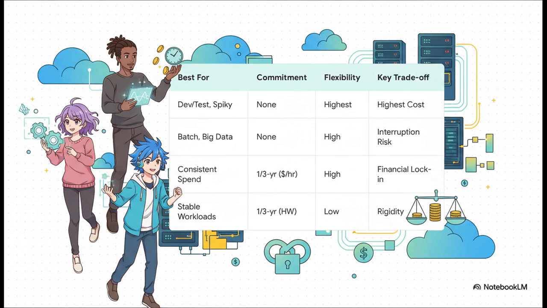And you know the real pro tip? The most cost-effective setups don't just pick one. They use a hybrid strategy. Savings plans for the predictable stuff, on-demand for spikes, and spot for any interruptible jobs.